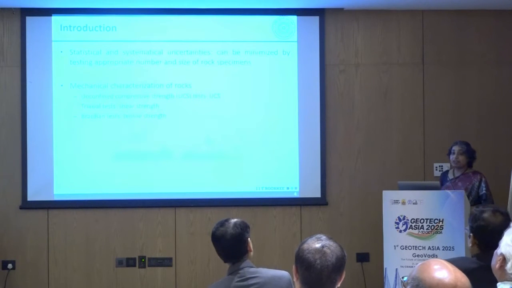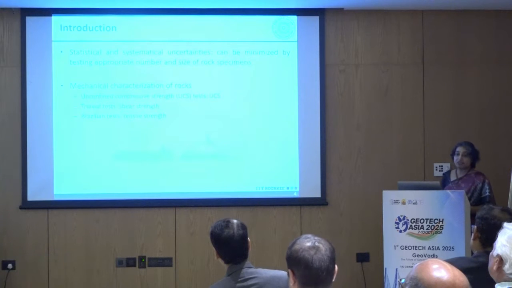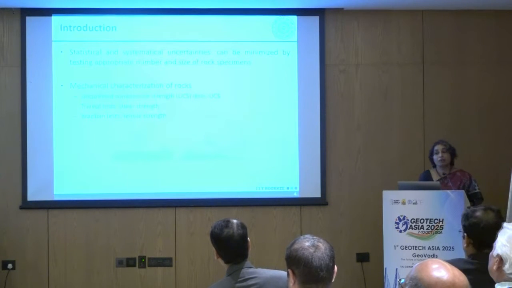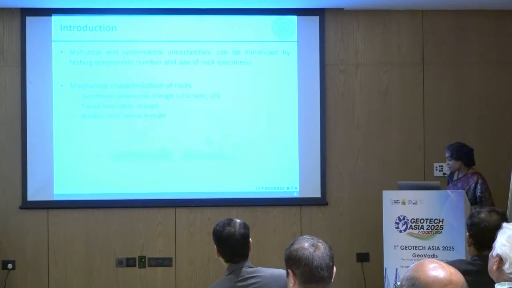So there are different types of uncertainties. Two of these we can handle with the help of testing more number of specimens and testing specimens of a particular size, say for example NX size, which is 54 mm in diameter with L by D ratio of 2, of course a cylindrical specimen.